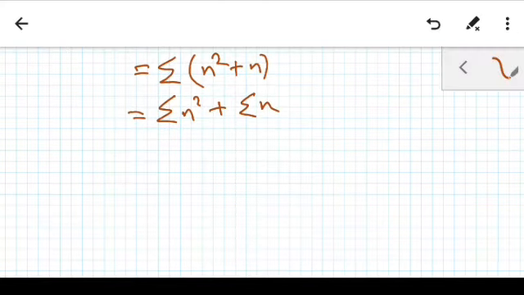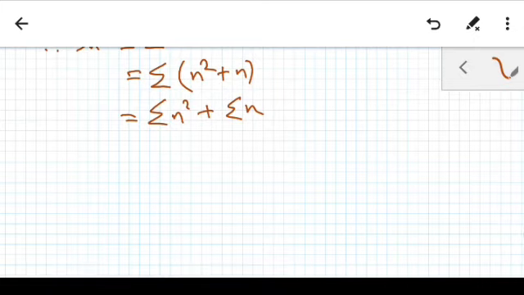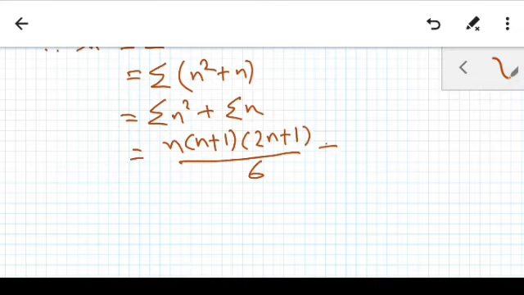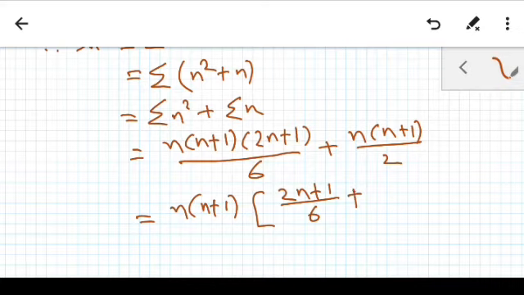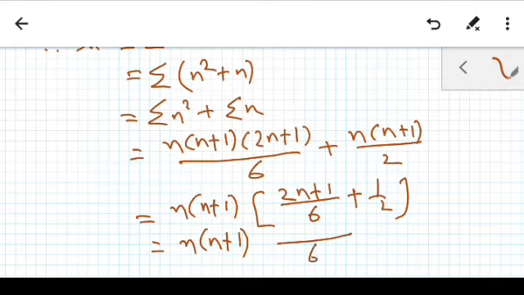Then we put the formula. The formula for summation of n square goes like this: n whole into n plus 1 whole into 2n plus 1 divided by 6, plus this one is n into n plus 1 divided by 2. So always n into n plus 1 will be common. Now I am left with 2n plus 1 divided by 6 plus this one is 1 by 2. So you take n into n plus 1 common from both. This is 6, this is 2n plus 1 plus 3.